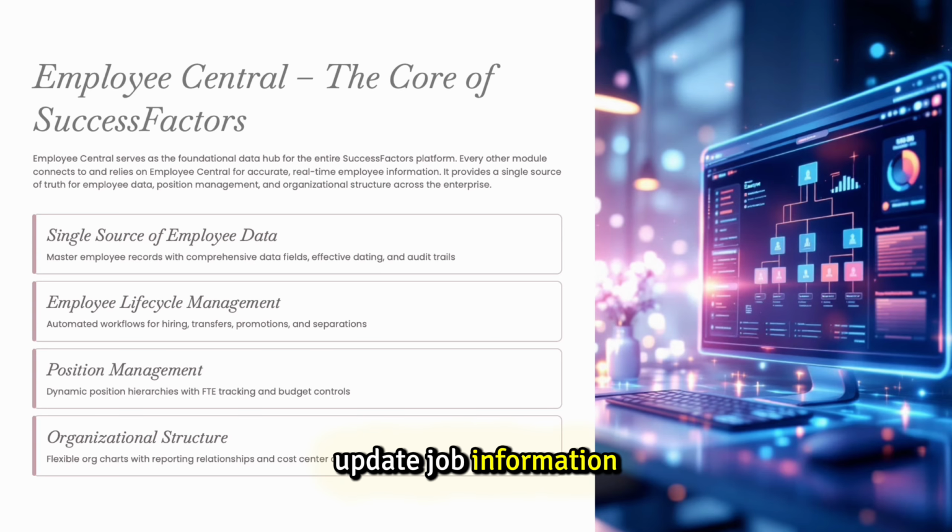Promotions update job information. Transfers update organizational assignments. Salary changes update compensation data. All of these updates flow through the Employee Central data structure, but Employee Central does more than simply store information. It manages the employee lifecycle: hiring, role changes, leave management, organizational restructuring, termination processes. Every major HR event passes through Employee Central. This centralized structure allows companies to manage large global workforces with clarity and consistency.